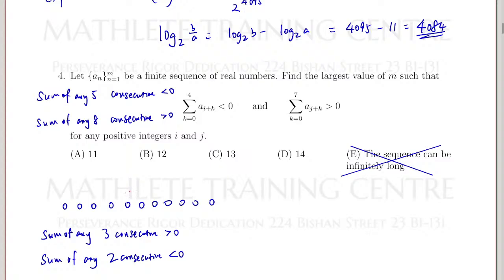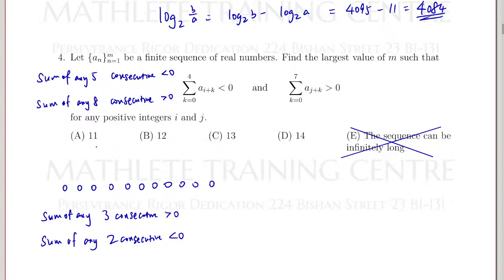Wait, actually, I realized I made a mistake. So I cannot say this for sure. Okay. Where's the mistake from? The mistake is from the fact that I didn't pay attention to the number of terms in the sequence. So one of these is wrong. Let me see which one of them is wrong.